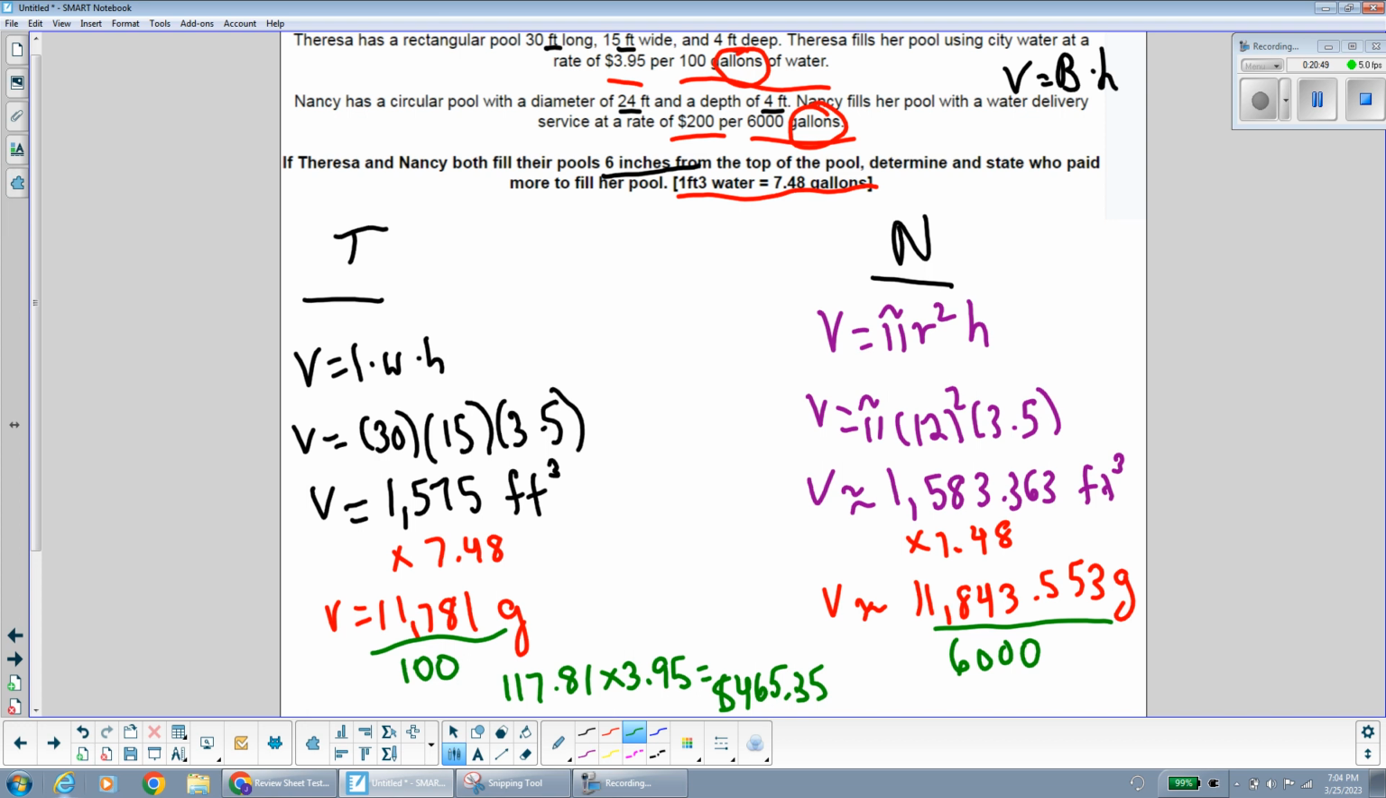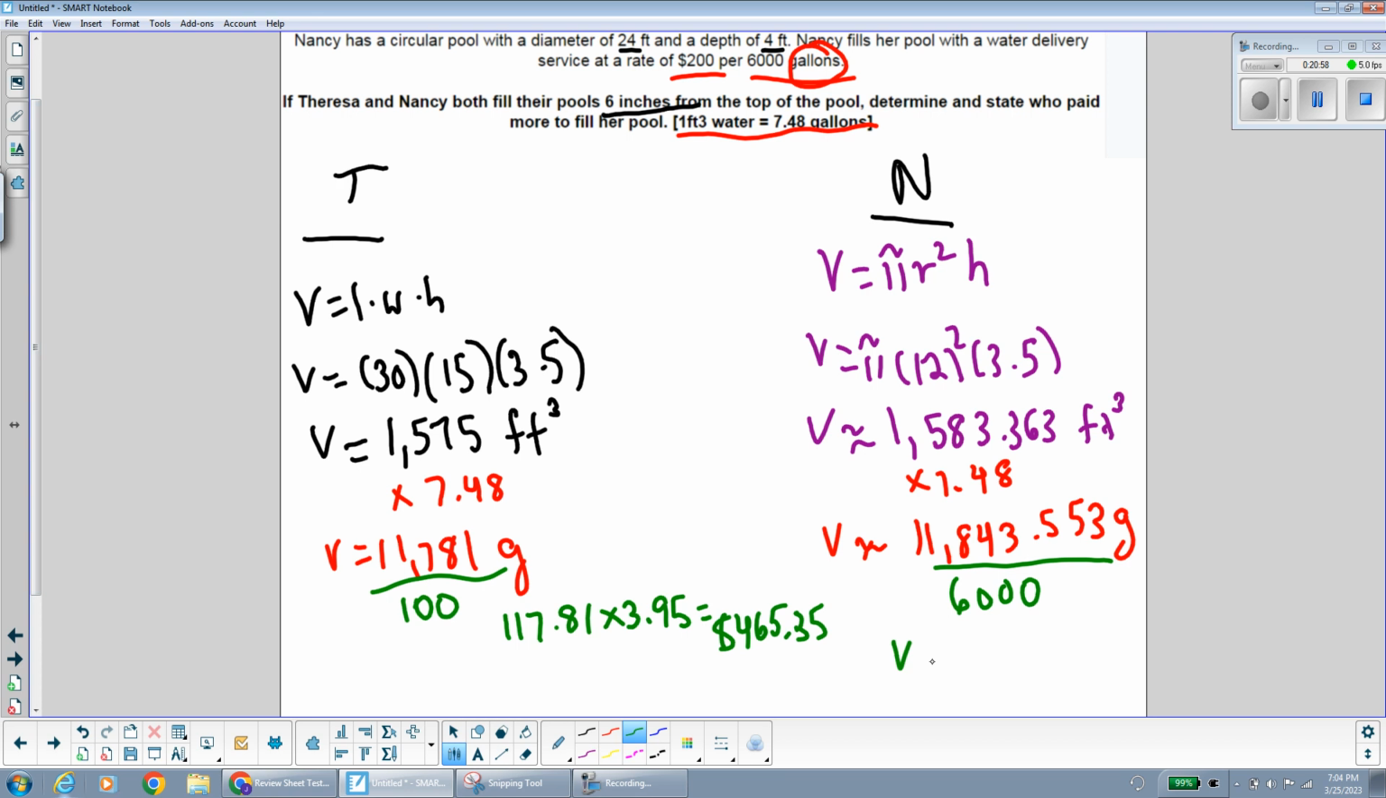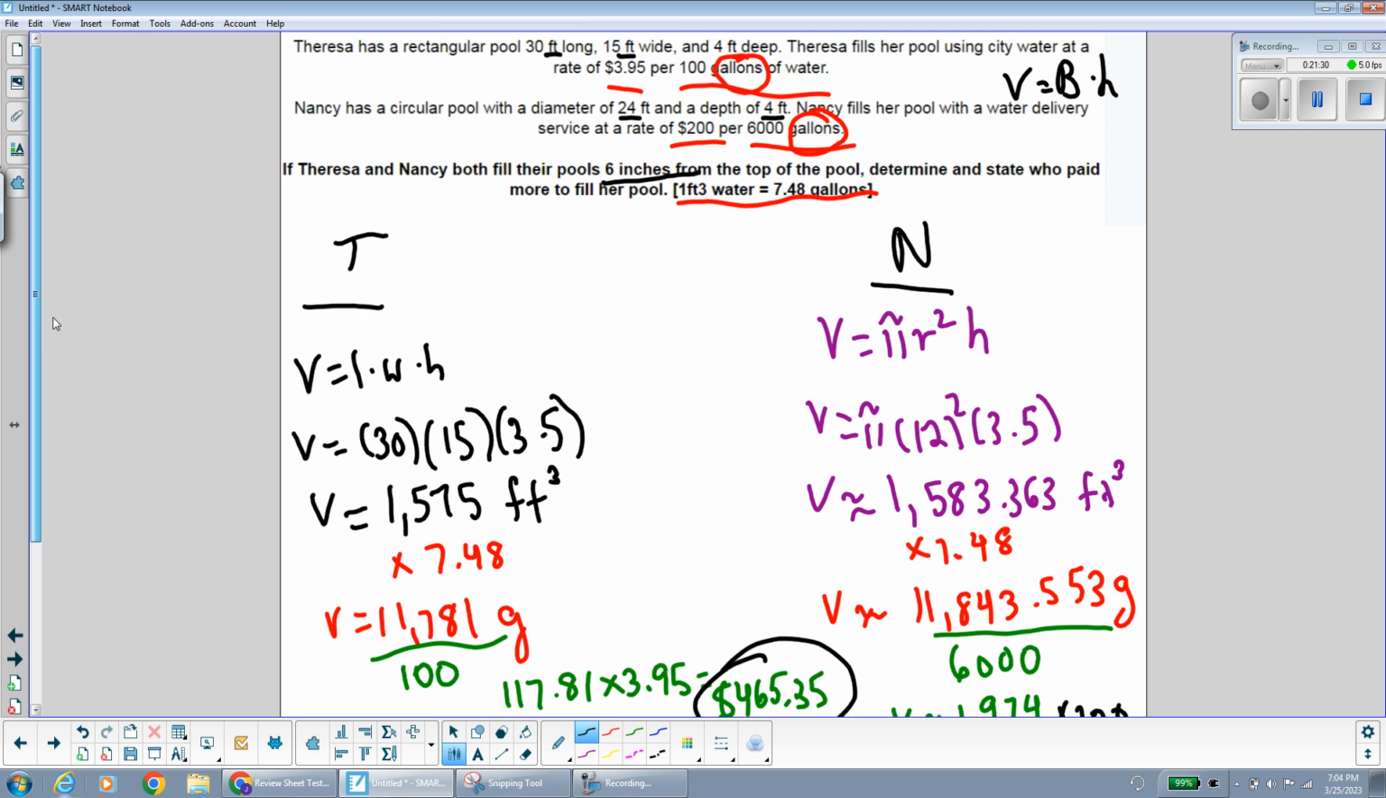Okay, now on to Nancy's pool. Let me divide by 6,000. When I divided by 6,000, I got about 1.974. That's how many 6,000 gallons of water are in the pool. So I can multiply that by the cost to see how much Nancy is actually paying to fill up the pool. And I got approximately $394.79.